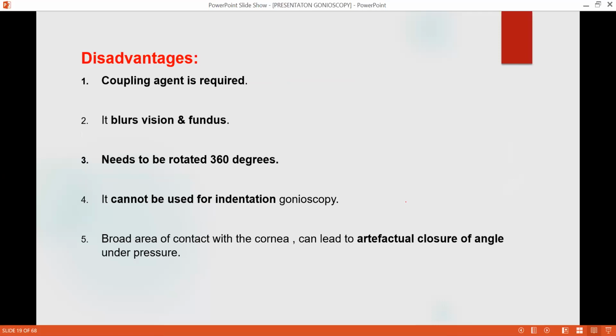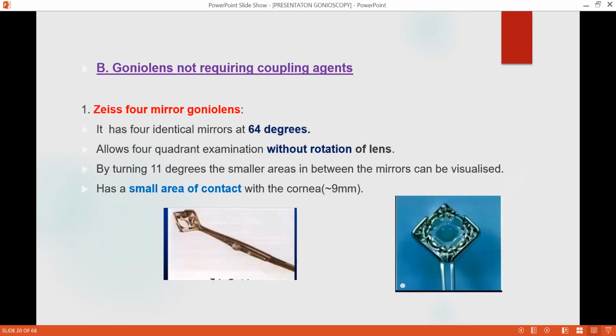Since we are using a coupling agent, it blurs the vision and we cannot perform other tests like applanation tonometry, visual field testing after doing gonioscopy if we put a coupling agent. Since only one mirror is used, we need to rotate this lens 360 degree, which is a bit inconvenient. And since the area of contact is broader than the corneal curvature or the corneal surface, you cannot perform an indentation gonioscopy with the help of this Goldman lenses.